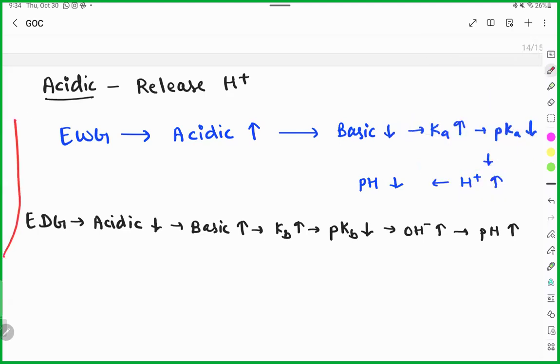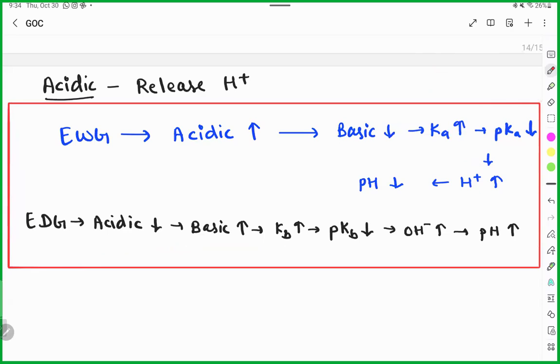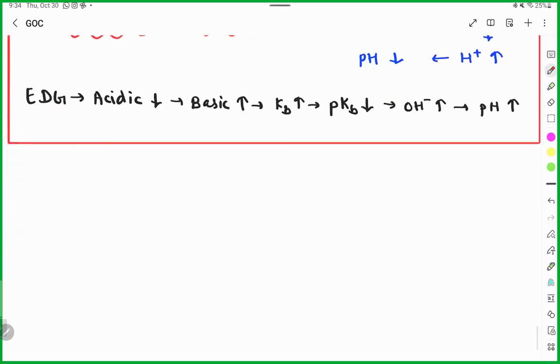And it will cover 50% of your chapter, trust me. 50% of the chapter is about acidic character, basic character, H positive concentration, pH, electron withdrawing group. You just remember this part. Everything else you can correlate if you just remember: electron withdrawing group increases acidic character. Got it? Okay. Any doubt?